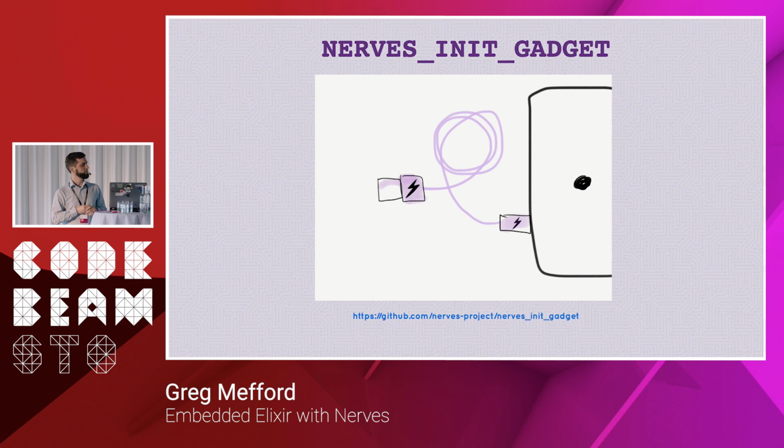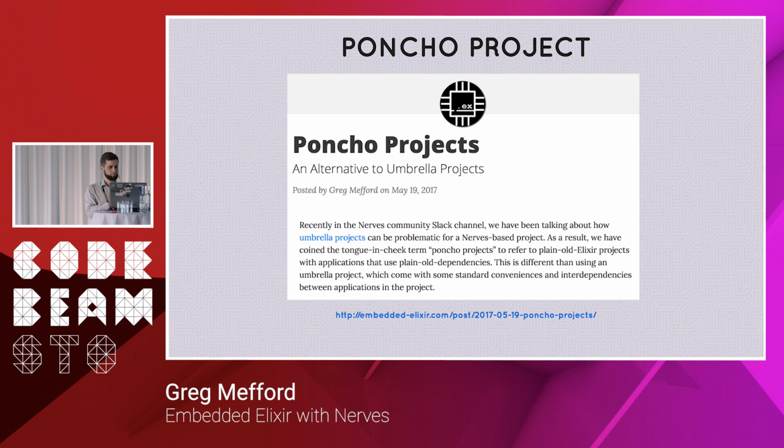There's this thing called Nerves Init Gadget that makes it really easy to make a USB gadget device using Nerves. What that means is that you can plug this into your laptop and it acts like a device on the USB interface as opposed to just providing power. You can also provide composite devices, where it can act like an Ethernet and a serial port and whatever you can make with a USB device.